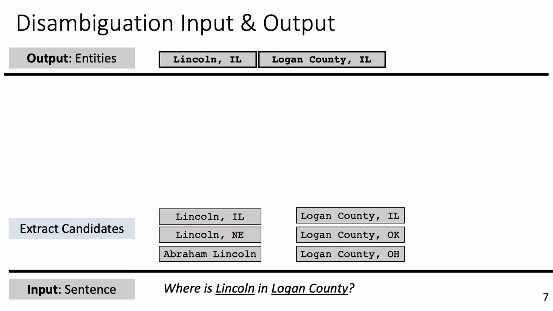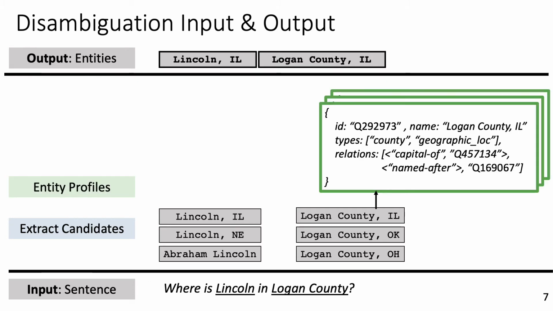So the first step is what we call candidate generation. And this is where we generate possible candidates for the mentions. So in this case, the mention Lincoln could have candidates of Lincoln, Illinois, Lincoln, Nebraska, or Abraham Lincoln. For each candidate, we generate an entity profile, which has metadata associated with each entity.